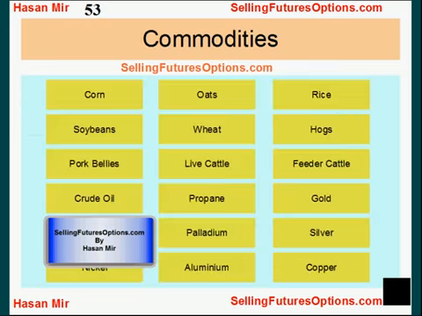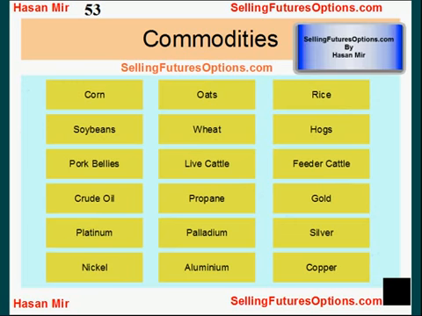Here are a few examples of commodities that are traded in the futures market. This is not a complete list. Crude oil, soybeans, silver, corn, and gold are popular commodities. One can also trade financial instruments like the S&P 500.